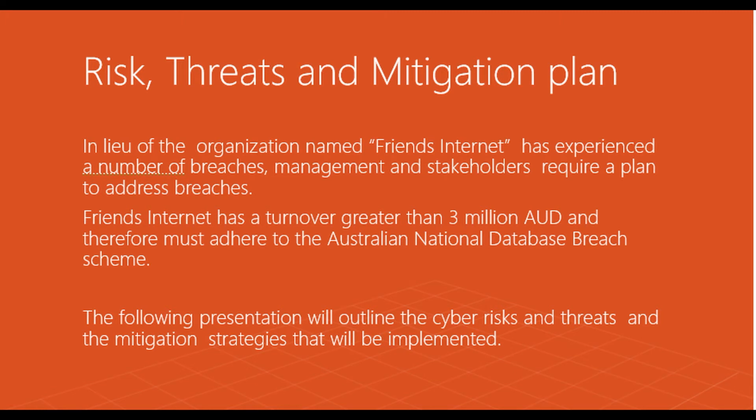So in lieu of the organisation named Friends Internet, it's experienced a number of breaches. Management and stakeholders require a plan to address the breaches. Friends Internet has a turnover of greater than 3 million Australian dollars and therefore must adhere to the Australian National Database Breach Scheme. The following presentation will outline the cyber risks and threats and the mitigation strategies to be implemented.